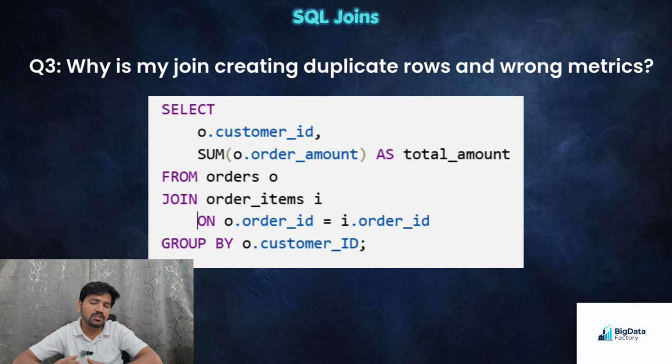Grain means what does one row represent in the table. In the orders table, one row means one order. In the order items table, one row means one item inside an order. When you join tables with different grains, your row count can change. And if you aggregate after that without thinking, your business metrics can become wrong.